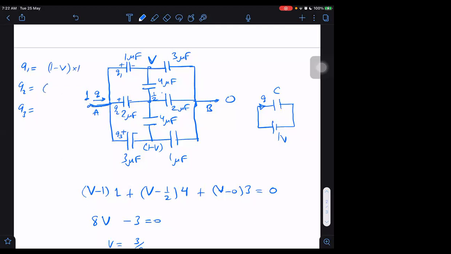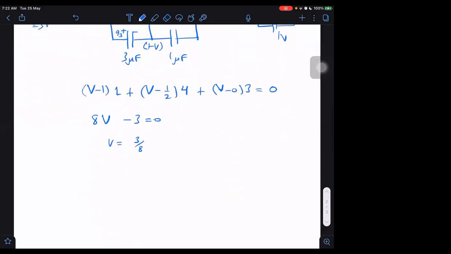Next is 1 minus half, that is (1 minus 1 by 2) into 2. Next, the last one, Q3, is (V minus 0) into 3, so it will become 3V. Yes, it is 3V only. So we are getting the charges now finally.